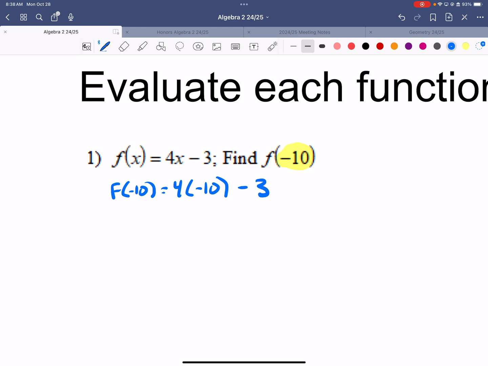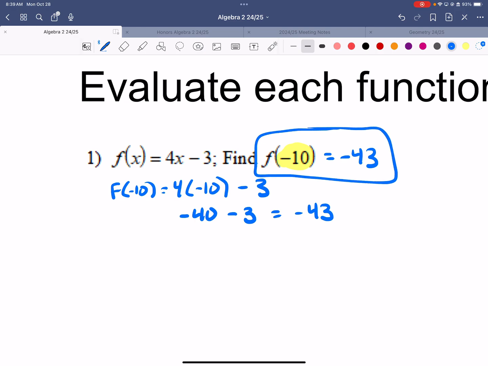All you have to do when you're evaluating functions is take the value that they give you for x and replace it anywhere you see an x in that function. Then you have to follow order of operations. 4 times negative 10 is negative 40. Negative 40 minus 3 is equal to negative 43. So f of negative 10 is equal to negative 43, and that's your solution.